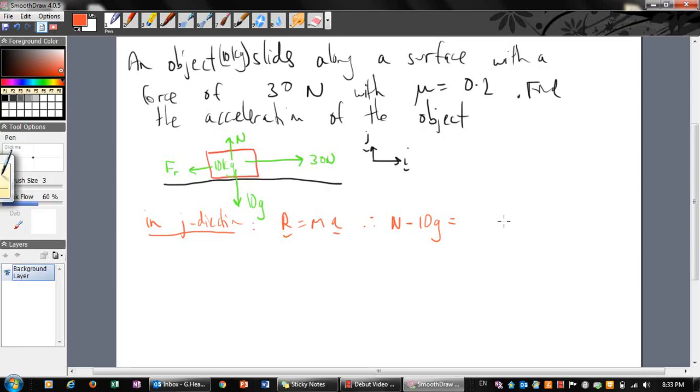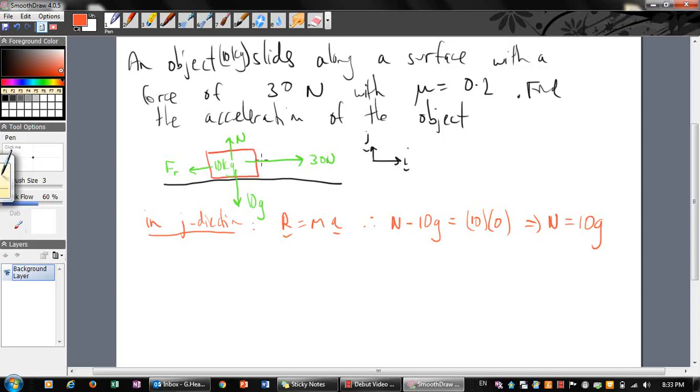The mass is 10. And the acceleration is, well, is it moving up and down? No, it's not. It's sitting still. It's not doing anything in the vertical direction. So its acceleration is 0. And whenever something is not moving, your R is equal to 0. Solve the equation, you've got N equals 10G.